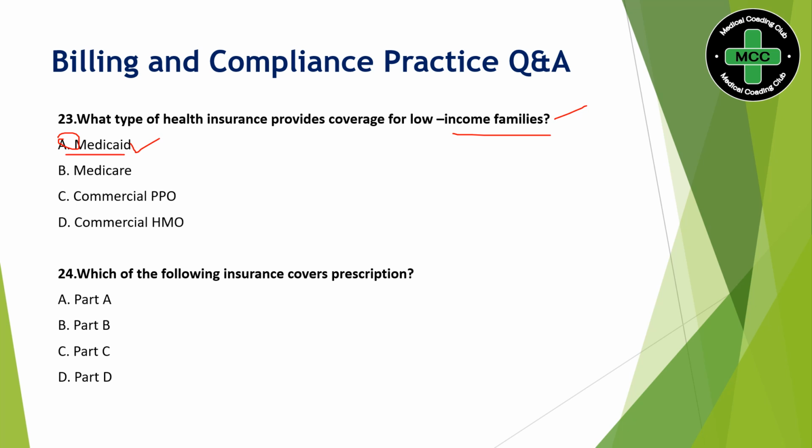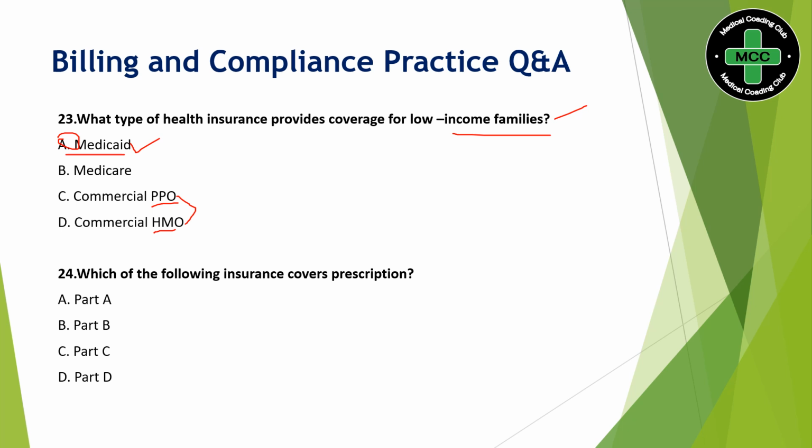If you see commercial PPO and commercial HMO, please go through this insurance also, because PPO means preferred provider organization, HMO means health maintenance organization. Both have their own different premiums: PPO will have a higher premium and HMO policies will have a lesser premium. All the commercial plans will have these two types of policies. A patient can choose based on their convenience.